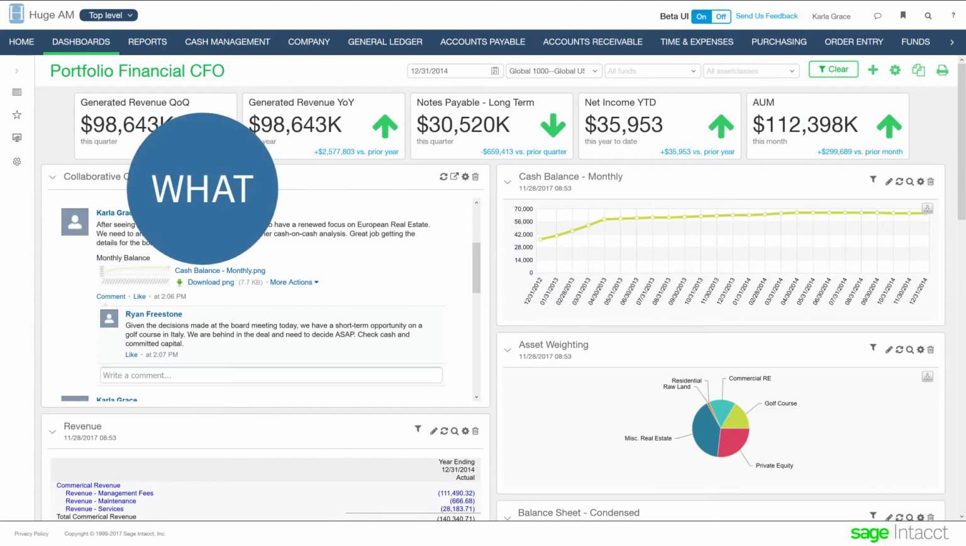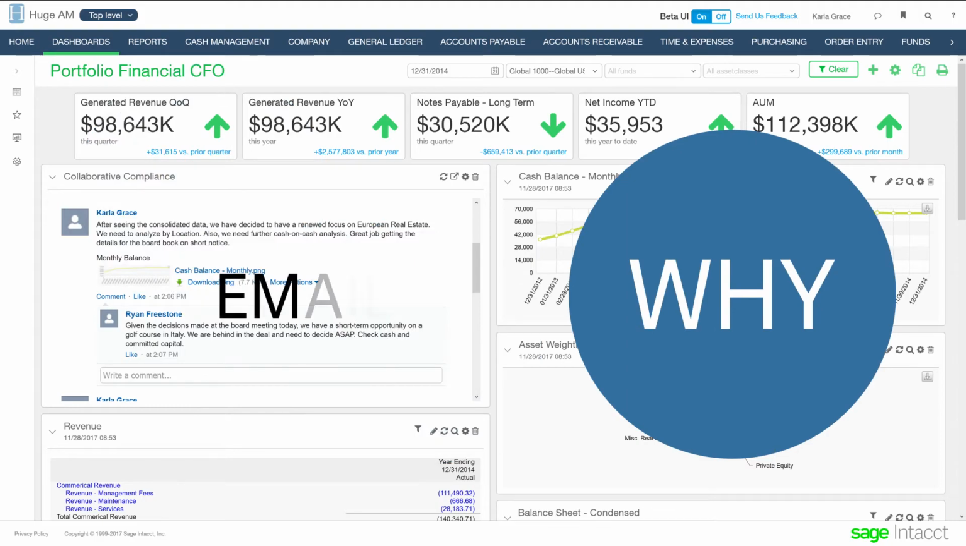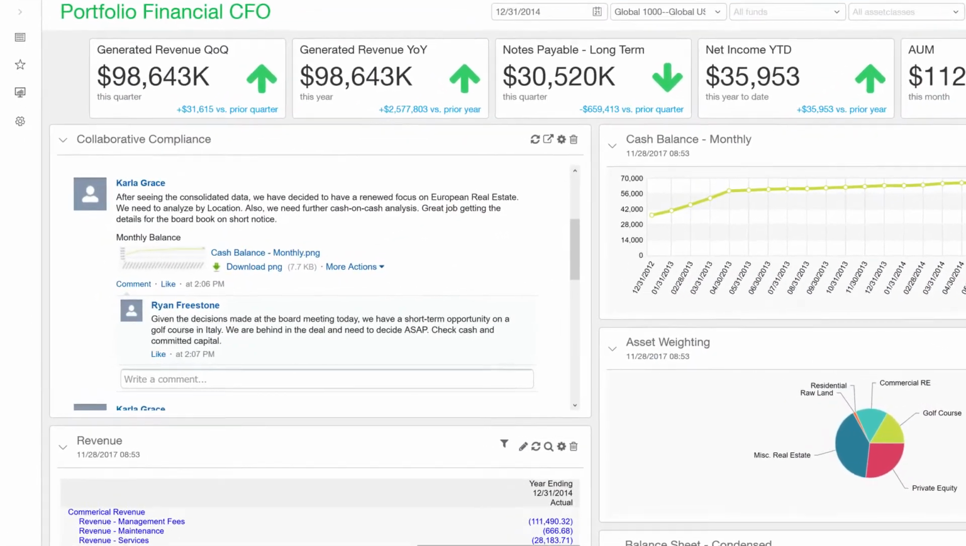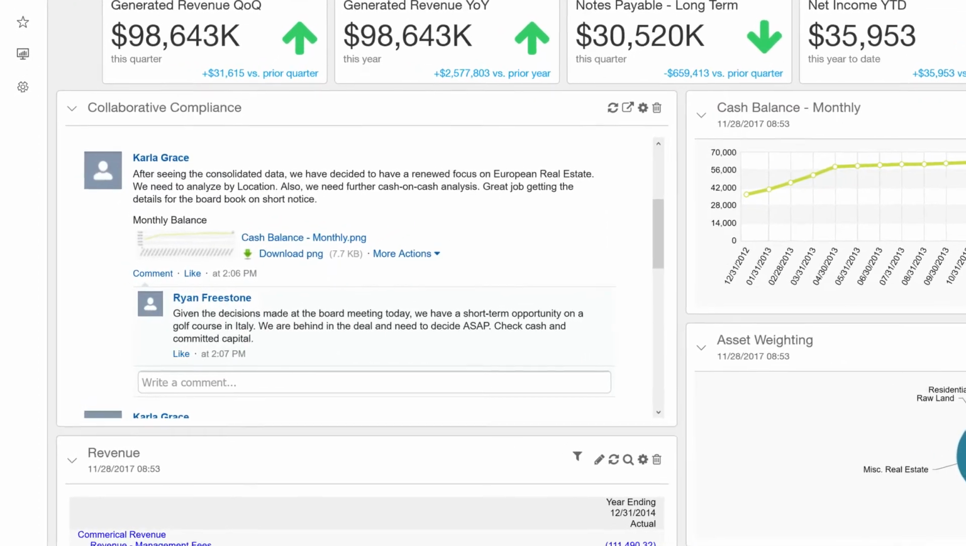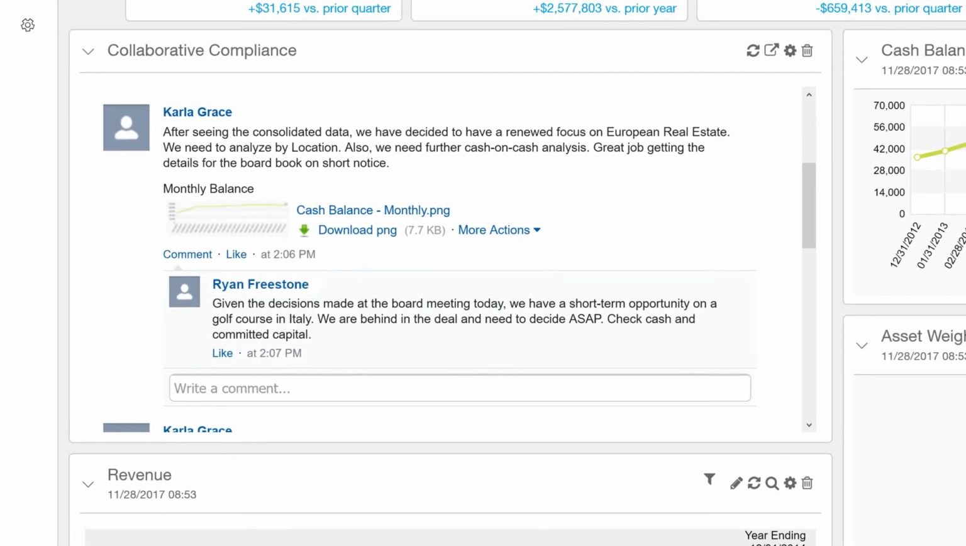Beyond tracking what you did and when you did it, it's important to track why you did it. Rather than relying on emails, Intacct provides a consistent front-to-back office compliance tool. You collaborate on decisions and then document those decisions in the context of the financial records they relate to. Note the CFO's comment: after seeing the consolidated data, we have decided to have a renewed focus on European real estate. We need to analyze by location. Also, we need further cash-on-cash analysis. Great job getting the details for the board book on short notice.